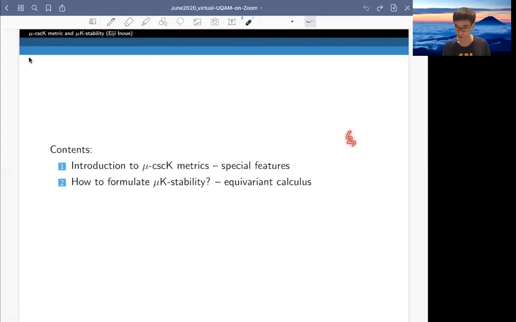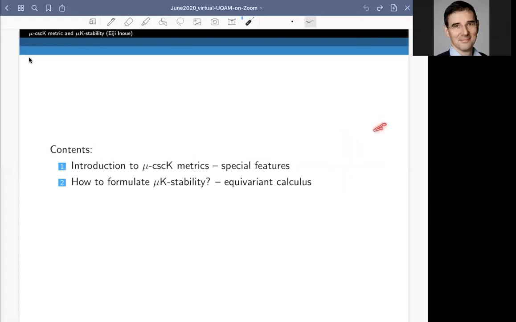Sorry, can you see this pencil? Yes, we do. Okay. It works.